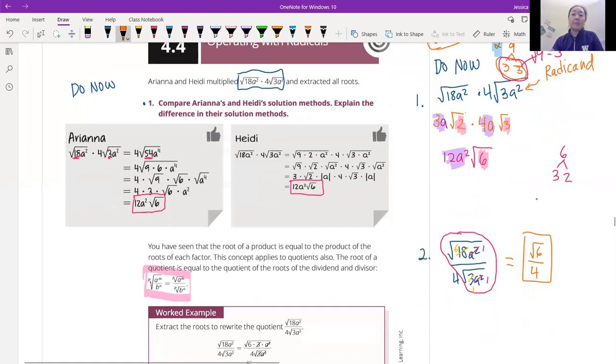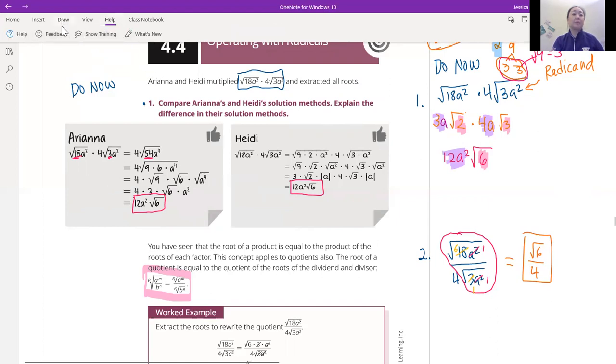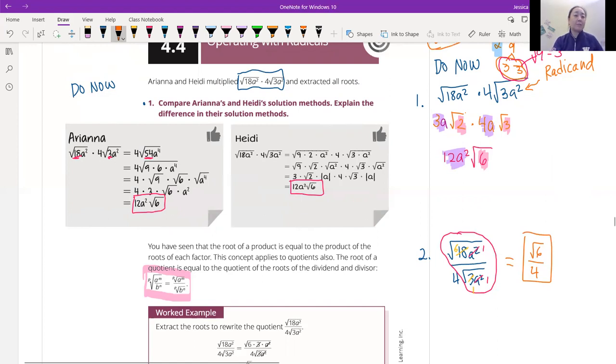And I like to simplify them first. Some may ask, well, couldn't you have done it where you multiply the insides first? Yeah, you could totally do that. So if you take a look at what Ariana did, she had done that first, right? She multiplied the insides first, so 18 times 3, which was 54. You would have gotten 4 root 54a to the 4th, right?